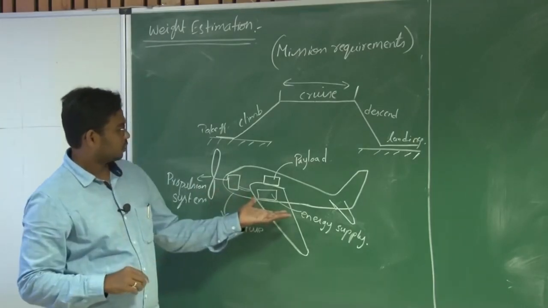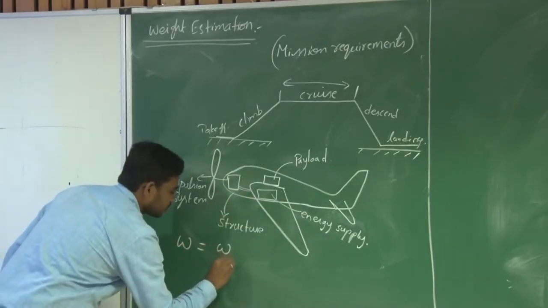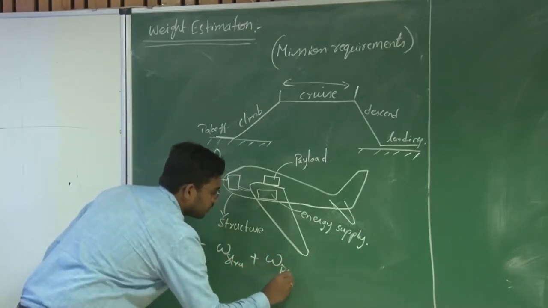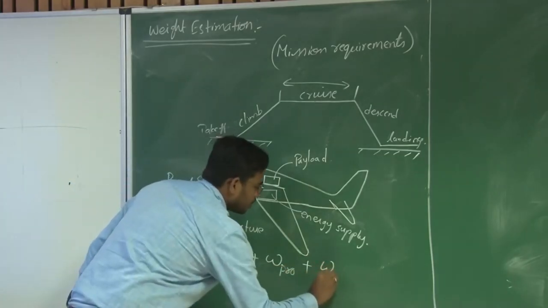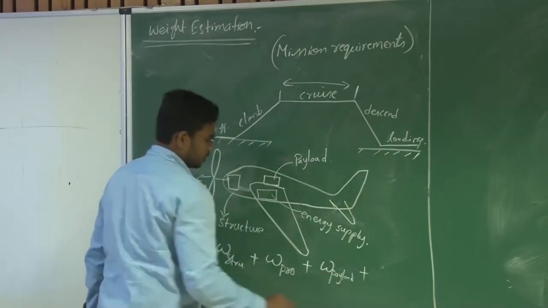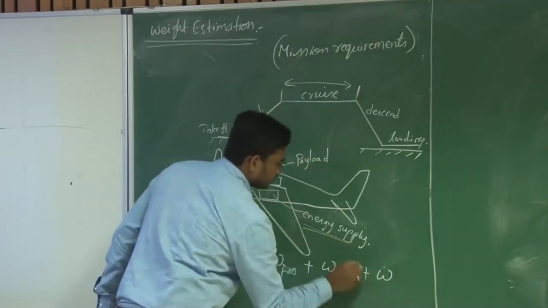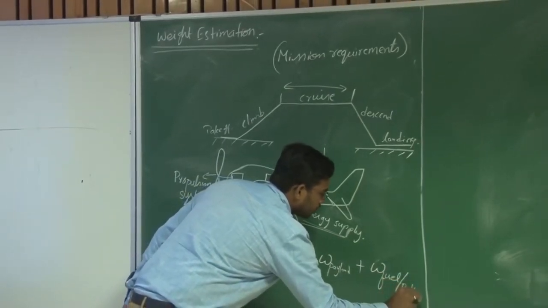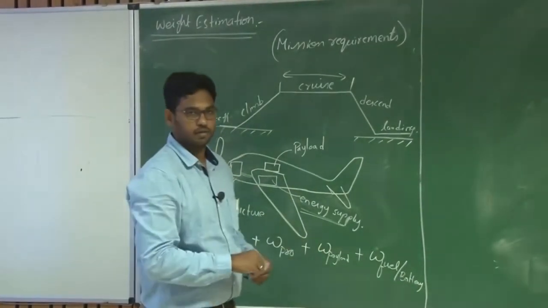So the total weight of this UAV is contributed from structure, power plant or propulsion system, and payload. At the same time, you have energy supply. In some cases, it is fuel or battery. Either fuel or battery.